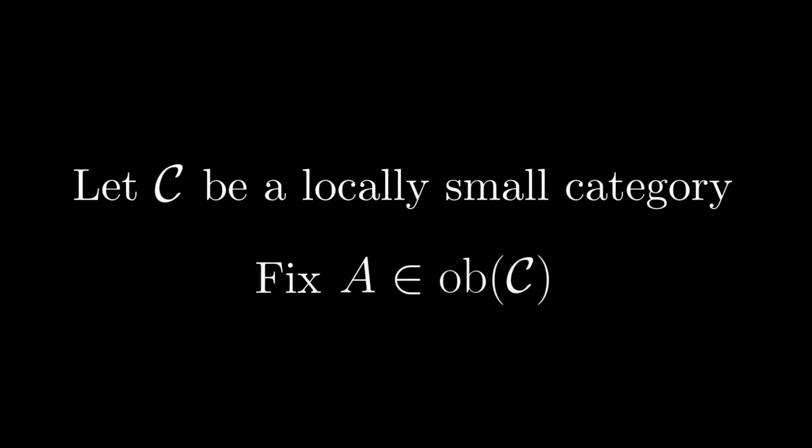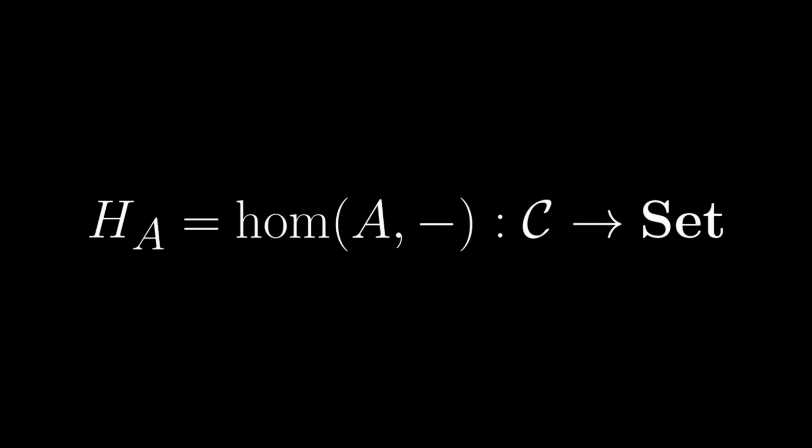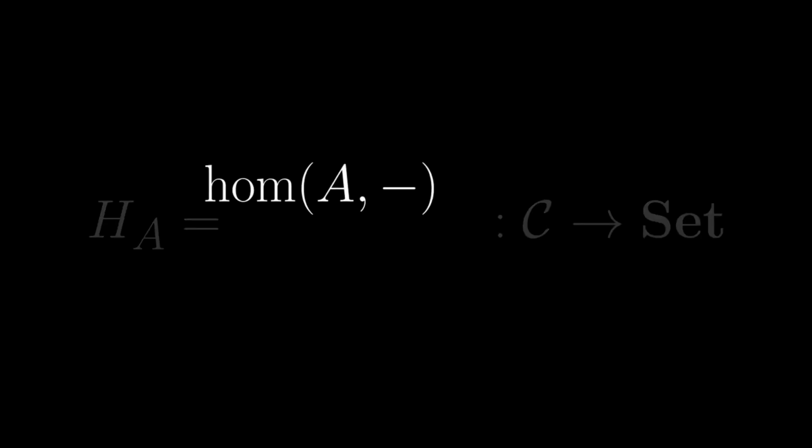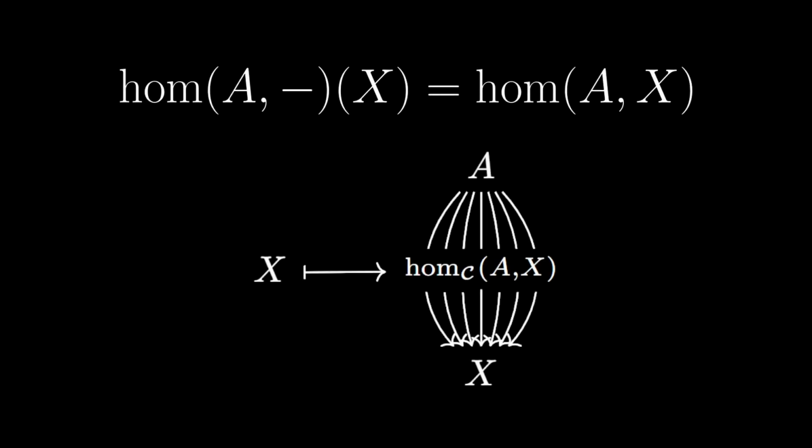Let C be a locally small category, and fix an object A in C. We define the covariant Hom functor from C to Set, also denoted h sub A, as follows. For each object x in C, define the Hom functor to map x to the set of maps from A to x. We can interpret this as the Hom functor mapping objects to how they are seen by A.